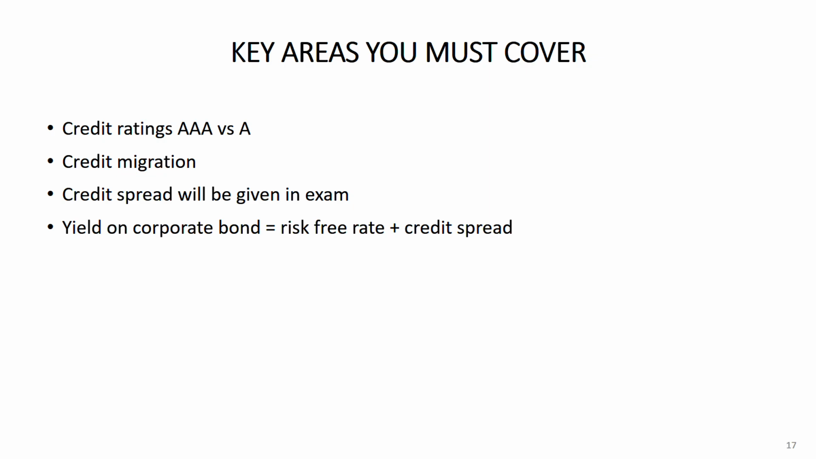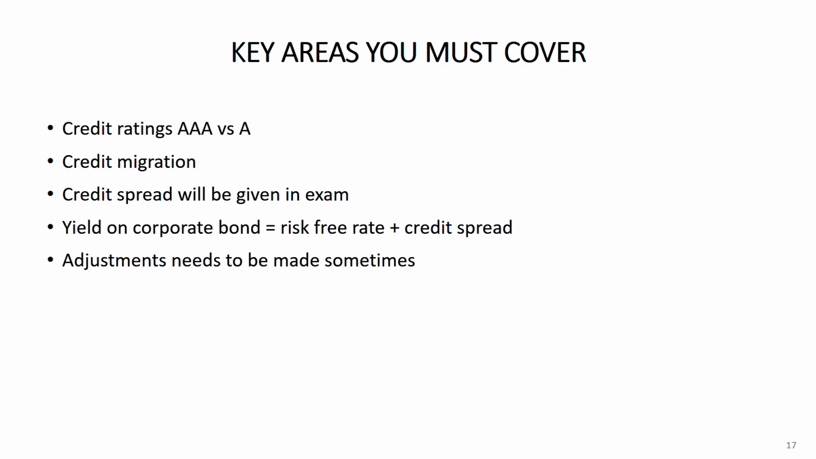Next is credit spread, which will be given in the exam. Credit spread is the basis point. The higher the credit spread, the riskier it is. Riskier ones, let's say triple C or triple B, will have a higher basis point, a higher credit spread compared to triple A. So this formula you should know. What is the yield on a corporate bond? Risk-free rate, which will be given to you, plus the credit spread based on the table. You have to use the table to find that credit spread.